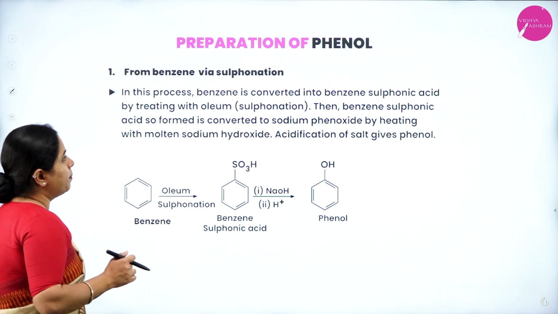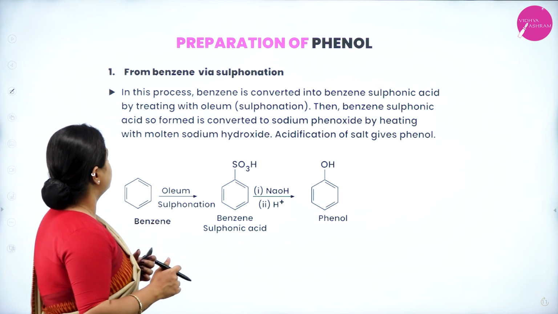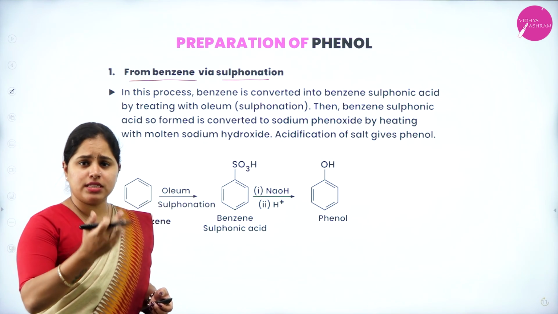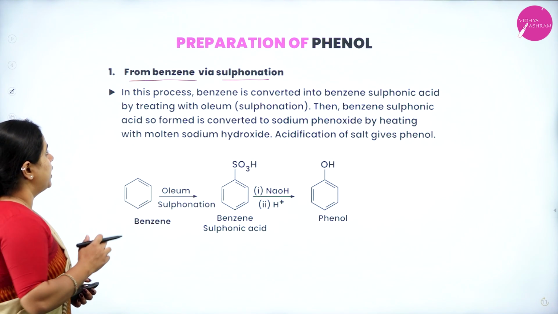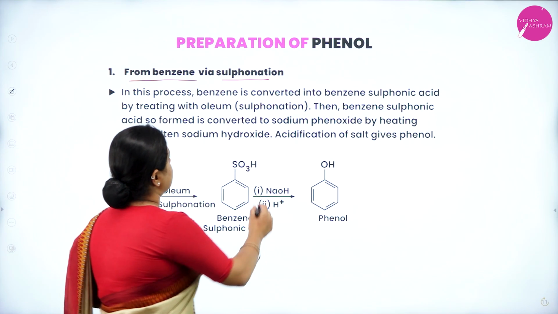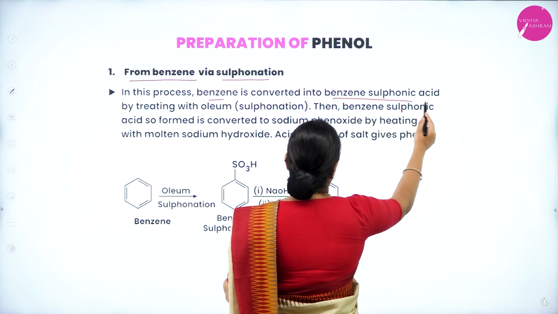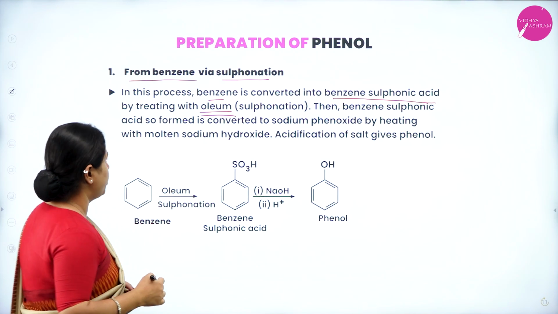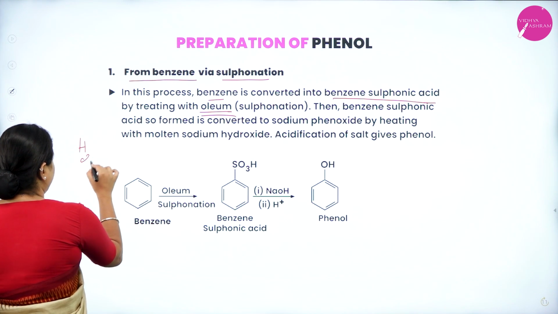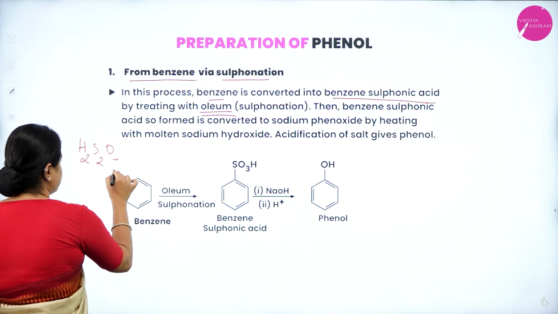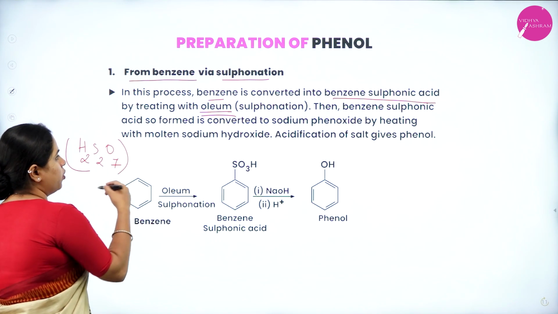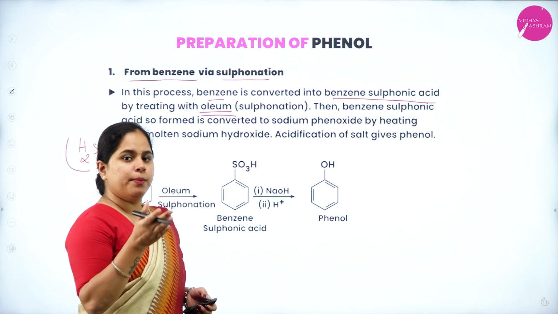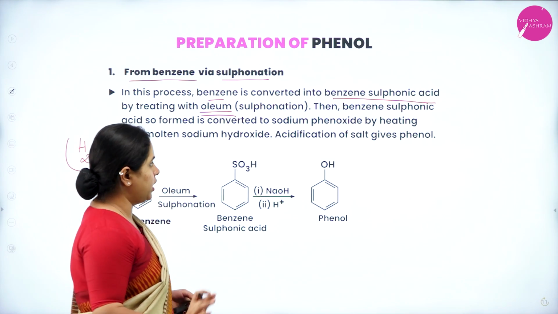Now moving on to the preparation of phenol. So the first method is from benzene itself via sulfonation. So what is undergoing sulfonation? Benzene, right? In this process, benzene is converted to benzene sulfonic acid by treating it with oleum. Okay, oleum we are going to use. Oleum is H2S2O7. This is oleum with which we are going to do the sulfonation. So sulfonation will happen, and benzene will form benzene sulfonic acid.